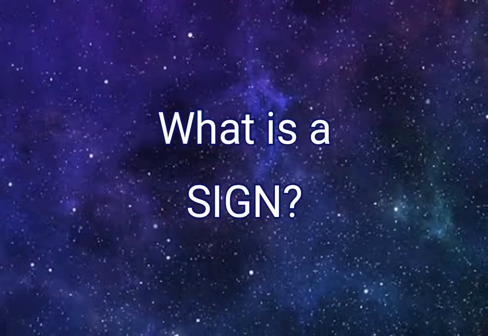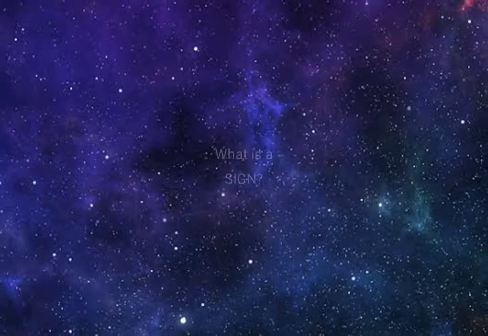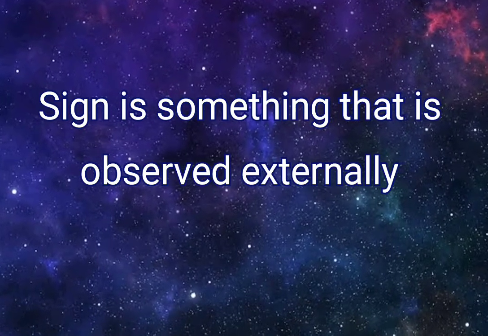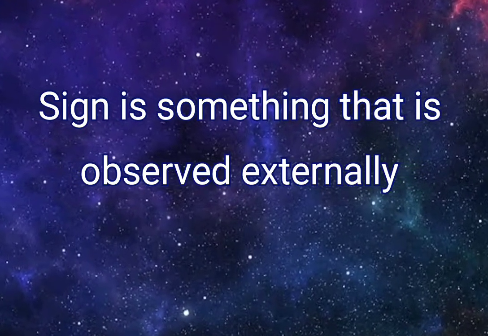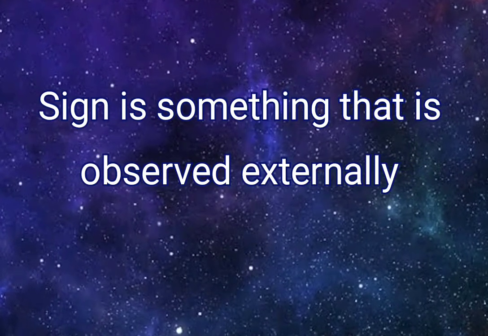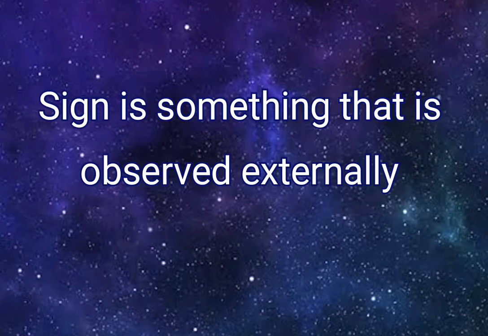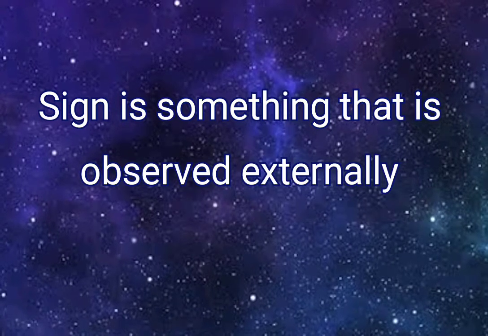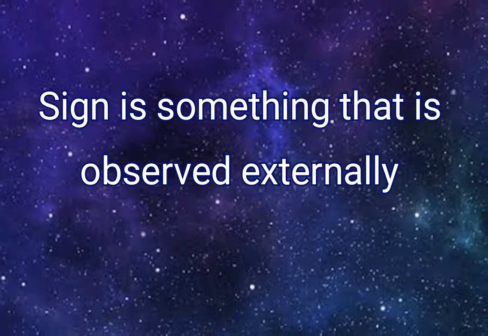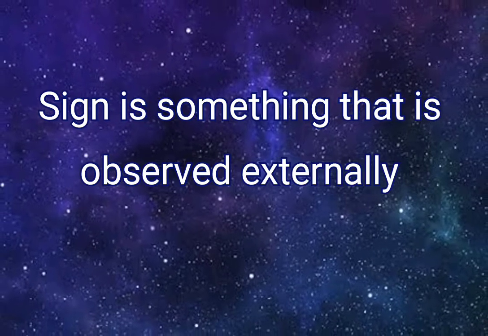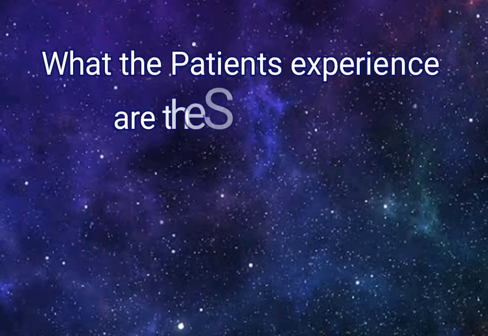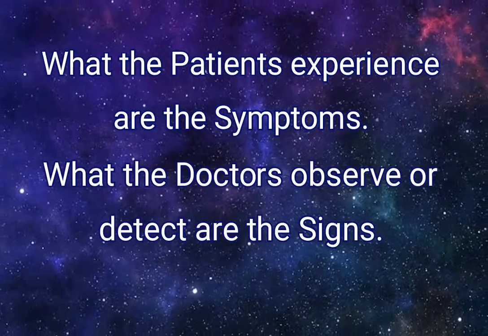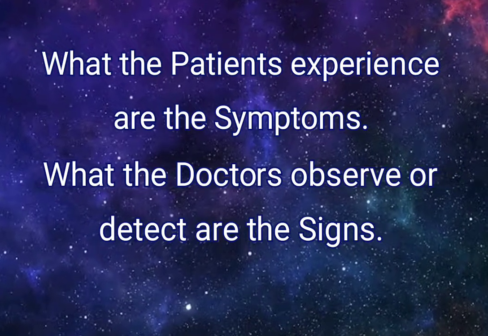And what is a sign? A sign is something that is observed externally. So a sign is totally different from experienced symptoms. A sign of a disorder is something that may be observed by another or by a doctor or detected during a medical examination or procedure. And the symptoms are the things which an individual or a patient themselves experience. So what you experience are the symptoms and what a doctor finds are the signs.